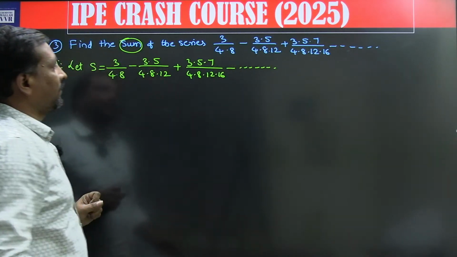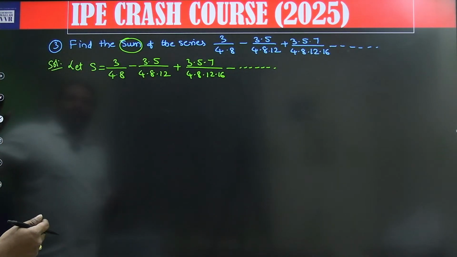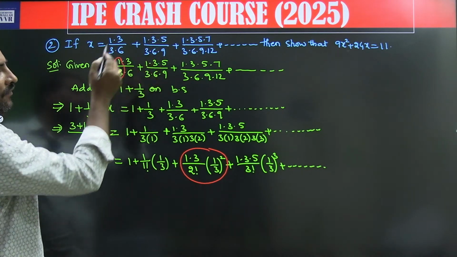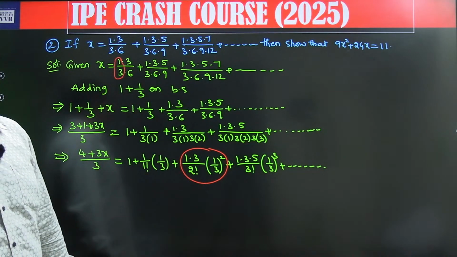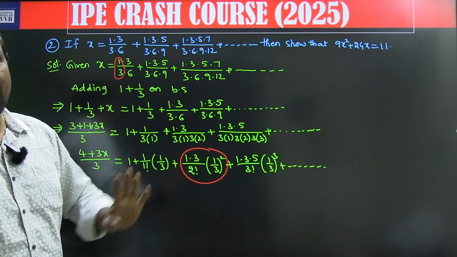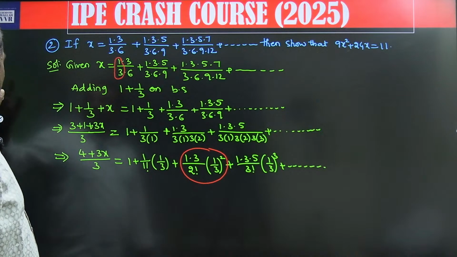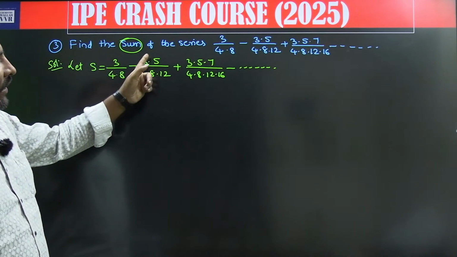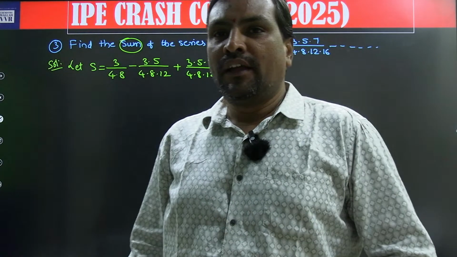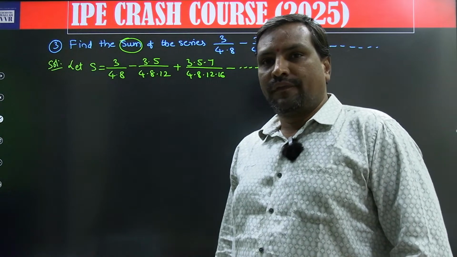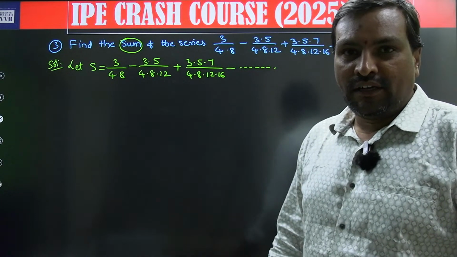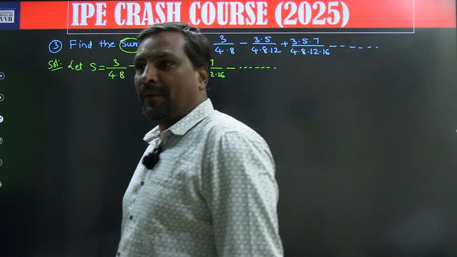In the previous two problems, the number of terms in the numerator and the number of terms in the denominator were the same. Only then could we write 2 factorial and 3 factorial. But in this problem, the number of terms in the numerator and the number of terms in the denominator are different. So first we have to make the number of terms in the numerator and in the denominator the same.